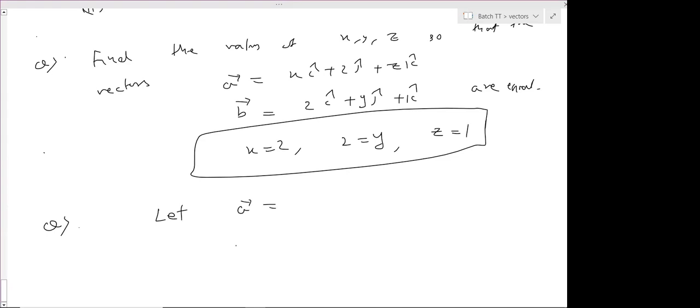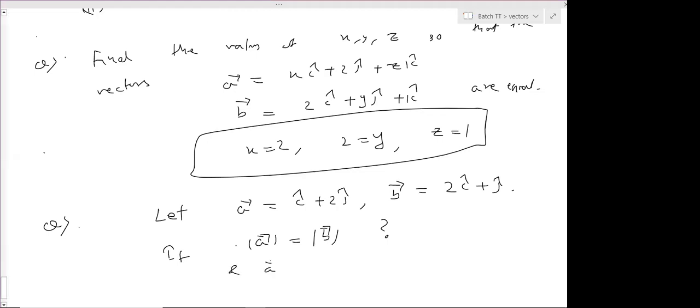Let a vector equals to i cap plus 2j cap. B vector equals to 2i cap plus j cap. Is mod A equals to mod B? And is A vector equals to B vector? Two-part question. Very easy.